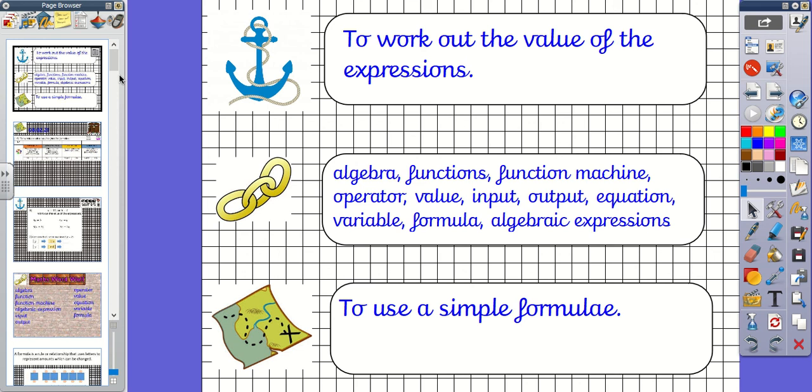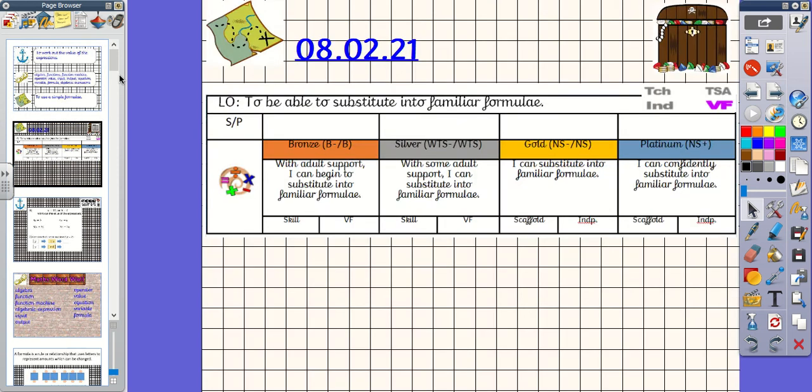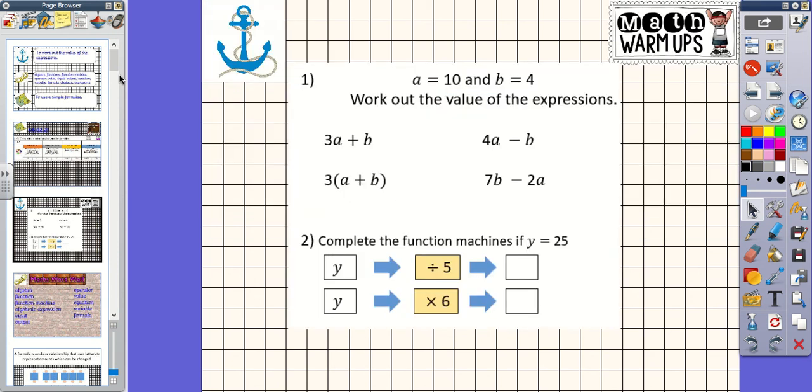Today we are carrying on with algebra, as we will be for the rest of the week, and we are looking at how to use simple formulae. We're going to substitute just like we did on Thursday, but this time we're going to be able to write a formula.